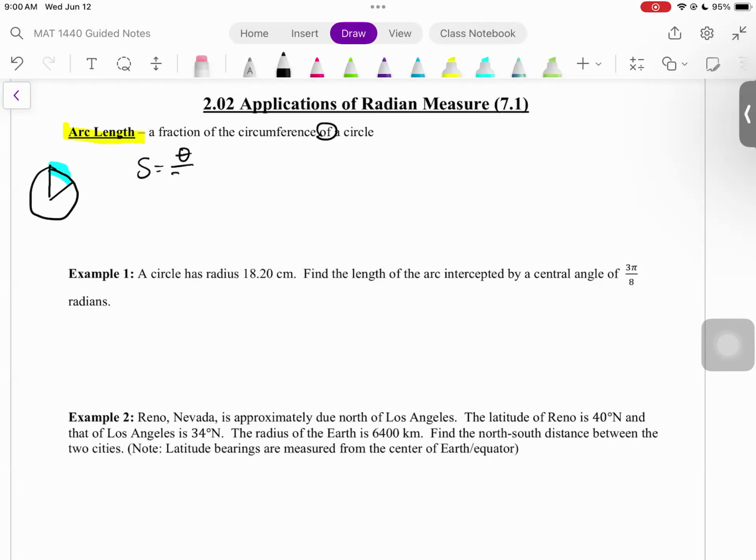So theta over 360, if we're measuring in degrees, of the circumference, which is 2 pi r. So this formula is used if our angle theta is in degrees. The other version of this formula is theta divided by 2 pi times 2 pi r. And that theta over 2 pi is talking about the fraction of our circle if theta is in radians.